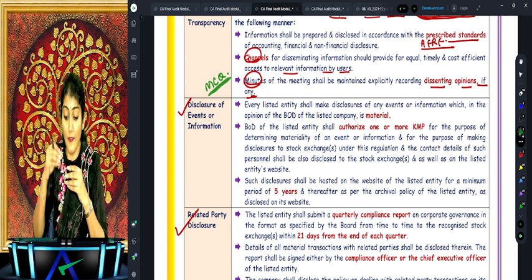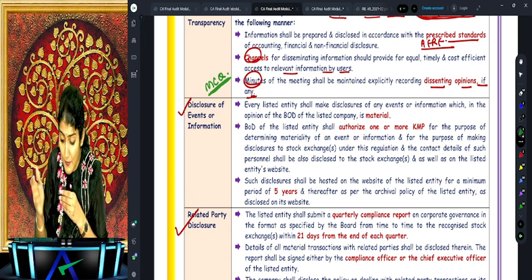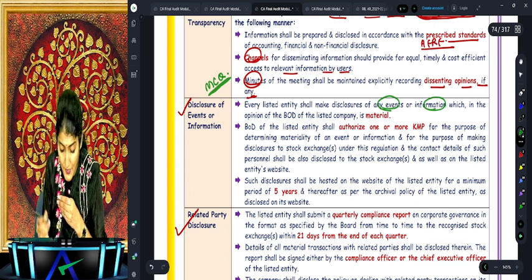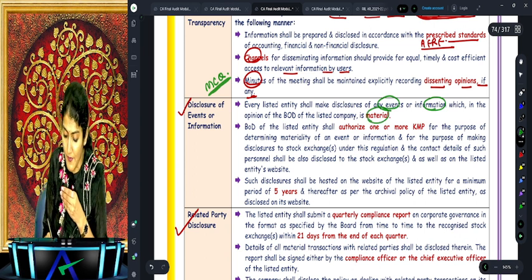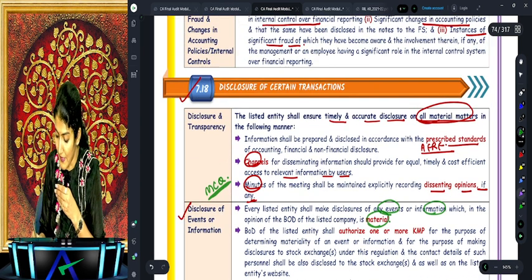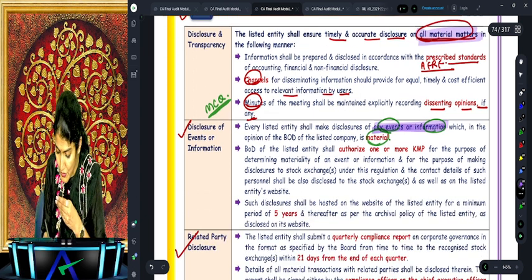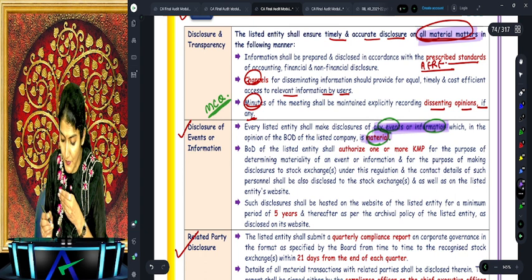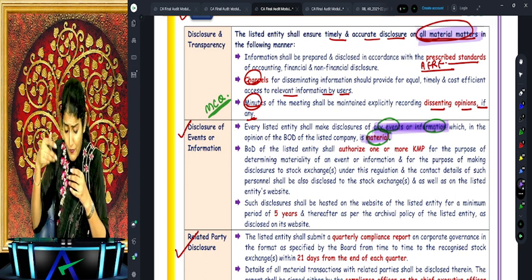Then what does it say? Every listed entity shall make disclosure of any events or information which in the opinion of the board is material. So one, they had to make the disclosure of all the material matters. Now they have to make the disclosure of any events or information which is material. Now who will give the information?